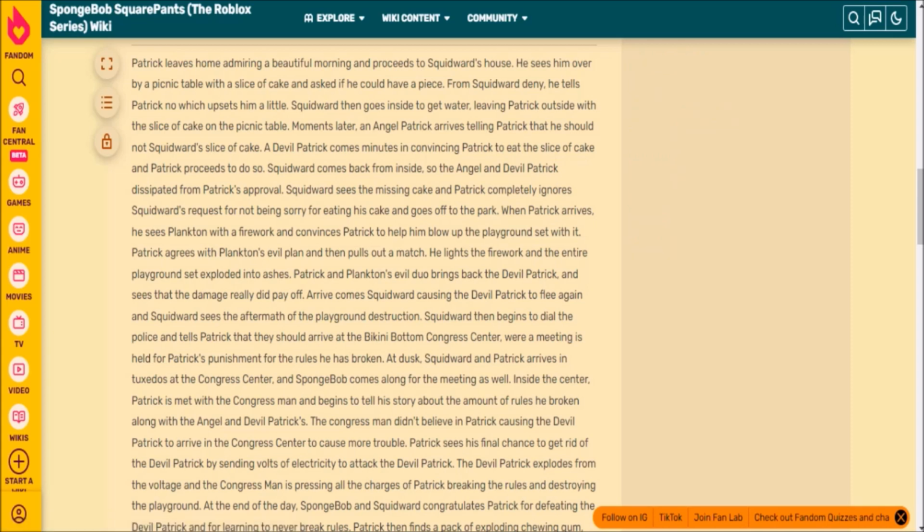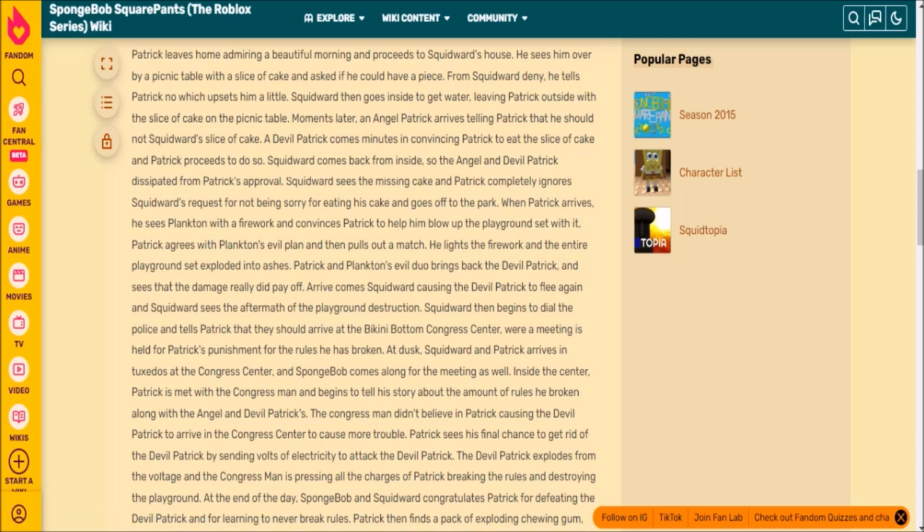Squidward sees the missing cake, and Patrick completely ignores Squidward's request, not being sorry for eating his cake, and goes off to the park. When Patrick arrives, he sees Plankton with a firework, who convinces Patrick to help him blow up the playground set with it. Patrick agrees with Plankton's evil plan and then pulls out a match. He lights the firework, and the entire playground set explodes into ashes.